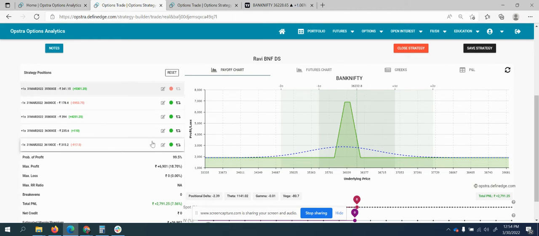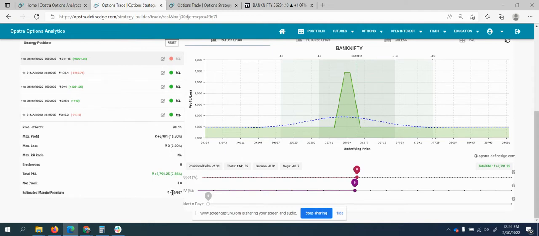All right, if you look at the trade, it had a margin requirement of close to 35,000. It has the potential of 18% maximum profit, and currently we stand at almost 8% profit. If you look at the payoff graph, the trade has become completely green on both the PE side as well as the call side, with the maximum profit in the middle of the range.